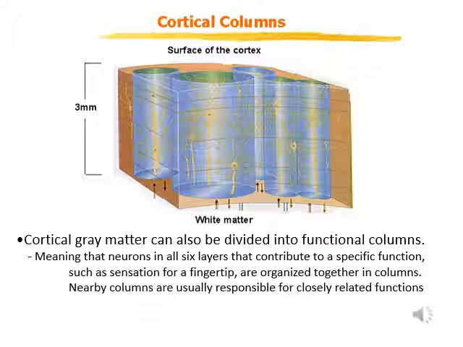There is a concept that you need to know, which is the cortical columns. Like in the picture, the upper part is the surface of the cortex, and the bottom part is the white matter, the deep part of the cerebral cortex. If you cut through the six layers of this cerebral cortex, all six layers contribute to a specific function. This means these six layers are responsible for the same sensation, and they organize together in columns, so we call them cortical columns. And the nearby columns can be responsible for closely related functions.